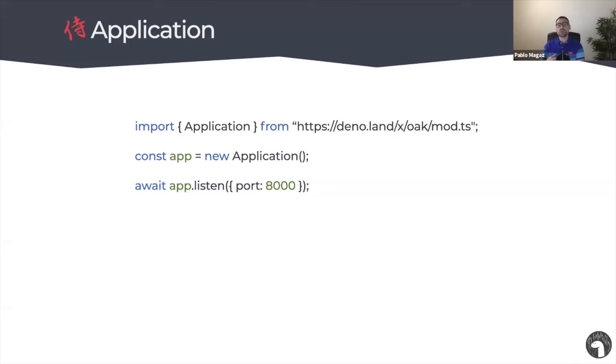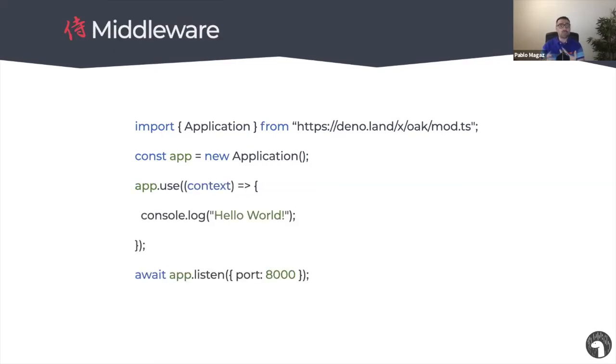And this is because we are using top-level await, and top-level await is supported in TypeScript since TypeScript 3.6 or 3.7, can't remember exactly. The other method in the application class is the use method, and it is key for what is probably the most important concept in Oak, the middleware. If we say that Oak is a middleware framework, it's because middleware plays a very important role in Oak.